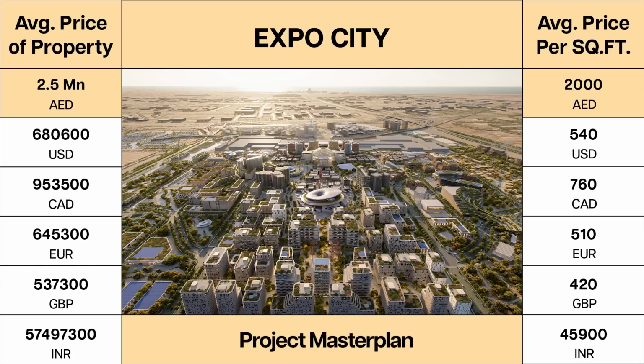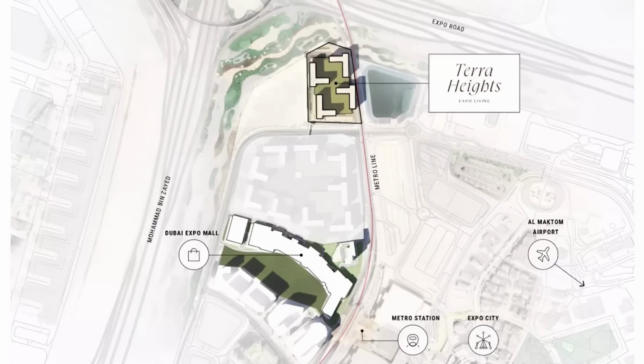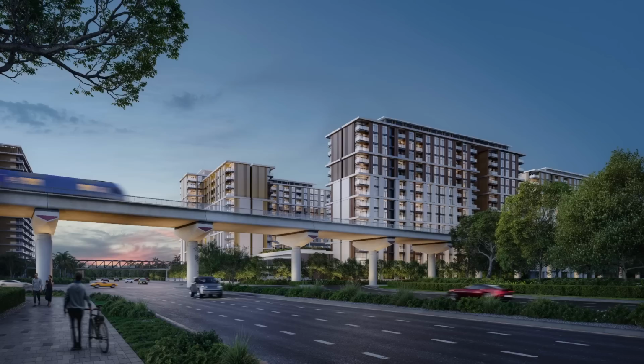There have been some low to mid-rise buildings that have been launched here at an average price per square foot of 2000 dirhams and an average price of 2.5 million dirhams. Emaar also recently launched a new project by the name of Expo Living, which is on the other side of the Expo metro station next to the upcoming mall. Prices are similar to Expo City.